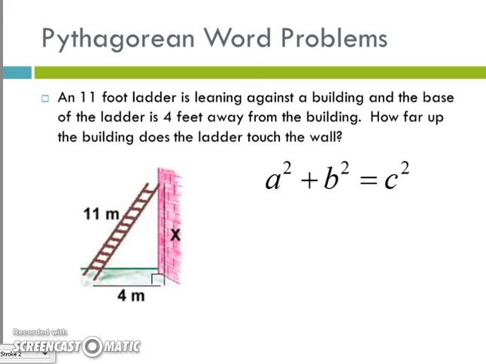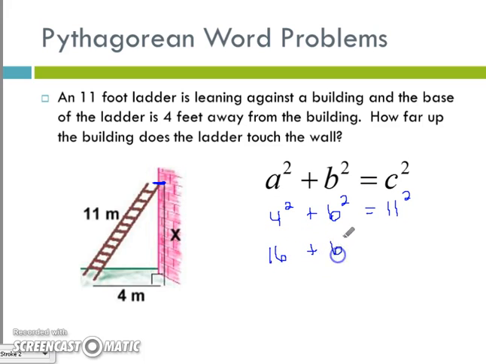So we have our 11-foot ladder, and that's going to lean against our wall. I know it has to measure 4 feet away from the wall, and we're trying to figure out how high up on our wall it hits. So here is our triangle. The 11, since it's the longest side and it's across from our right angle, is our hypotenuse. So that's what we're going to put in for C. And the 4 we can put in for either A or B, because they both represent the legs. So 4 squared plus B squared equals 11 squared.